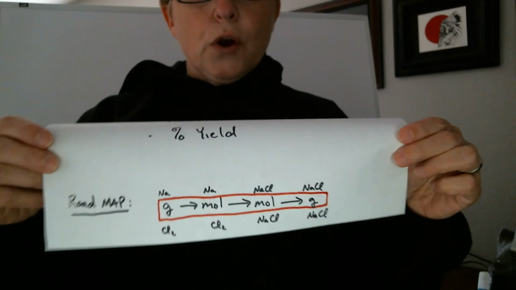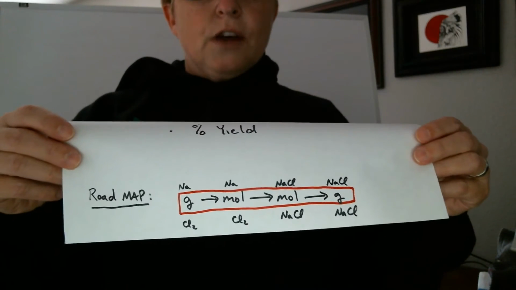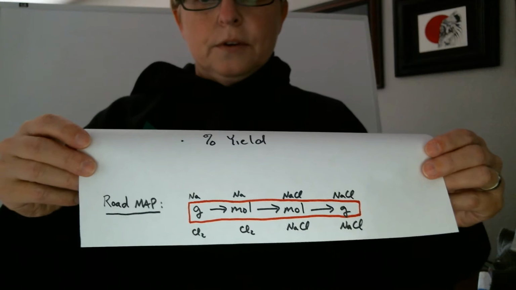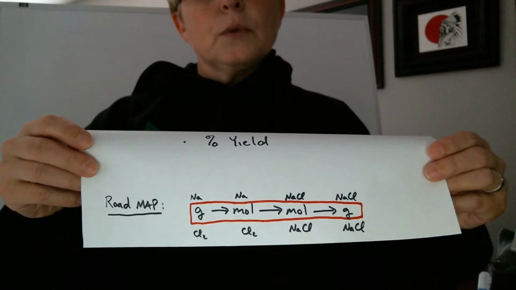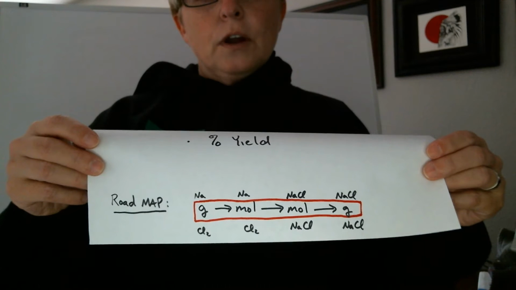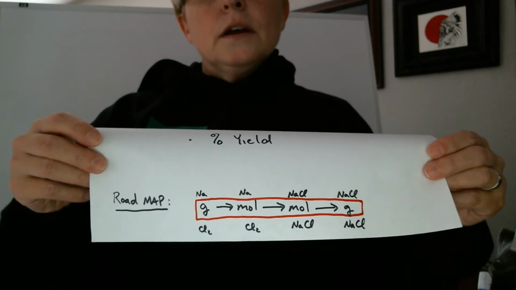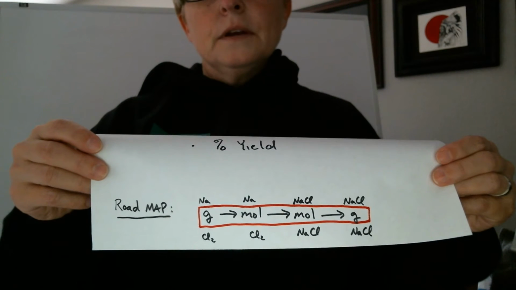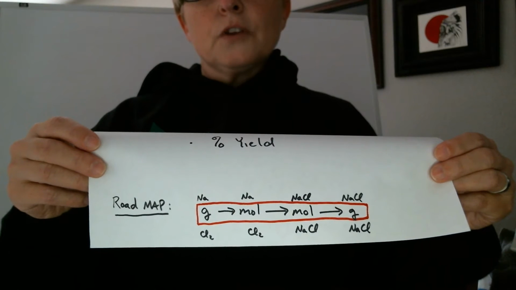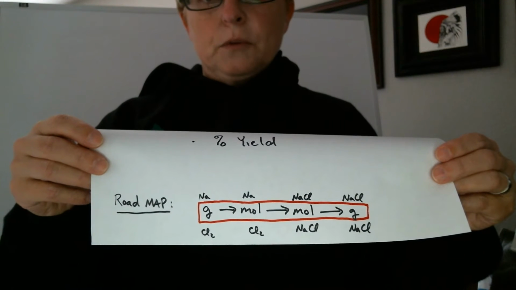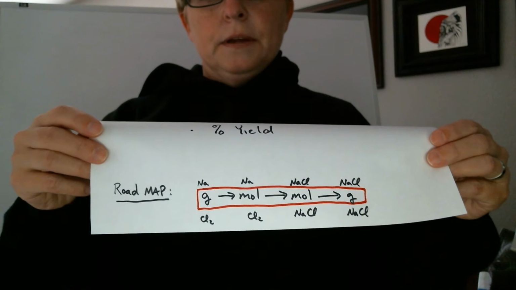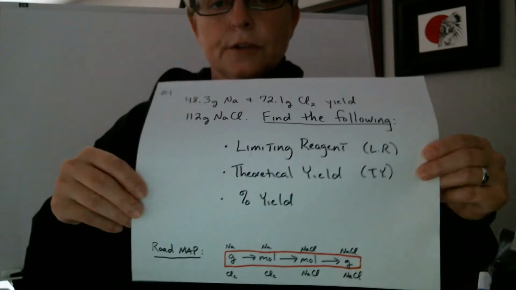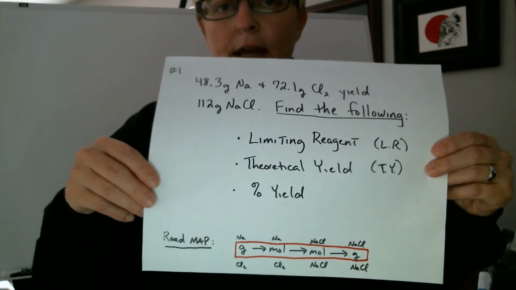So here's our roadmap. This is how we're going to go about solving this. We're going to go from grams to moles to moles to grams. And then we're going to do this with both the sodium and the chlorine. So along the top, that means that we're going to solve this by going grams of sodium, converting that to moles of sodium, converting that to moles of sodium chloride, converting that to grams of sodium chloride. And the same thing along the bottom, except this time with chlorine. Okay, so again, you can pause that to write it all down and then push play.